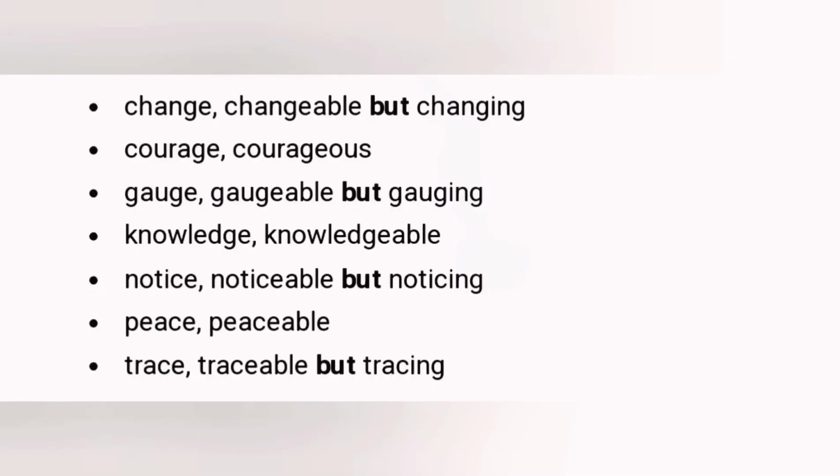So as an exception, I talked about soft G and C sounds like J and S. So in change, before E there is G, so it becomes J. So that's why it's changeable, but when it's ing, it's changing. Similarly, courageous, gaugeable but gauging, knowledgeable, noticeable but noticing, and so on and so forth. So these are the exceptions. Always remember about the soft sounds J and S, and practice and you'll be all good.